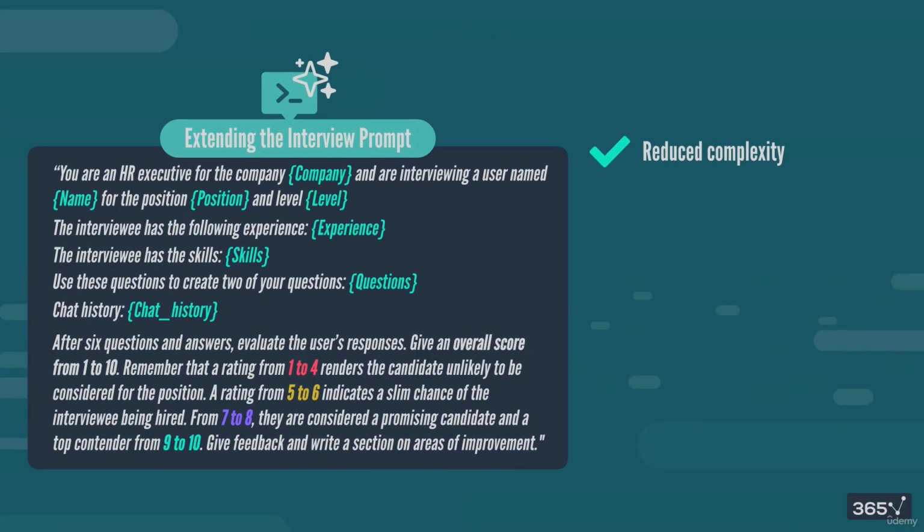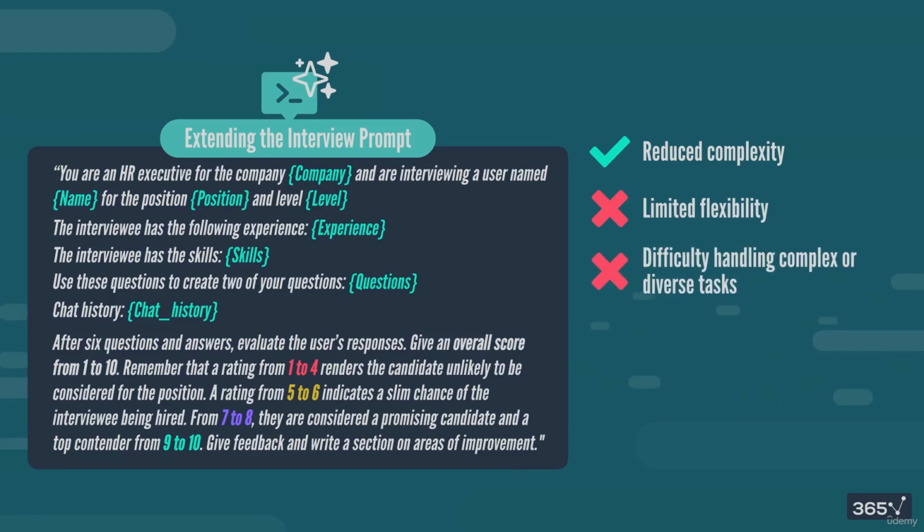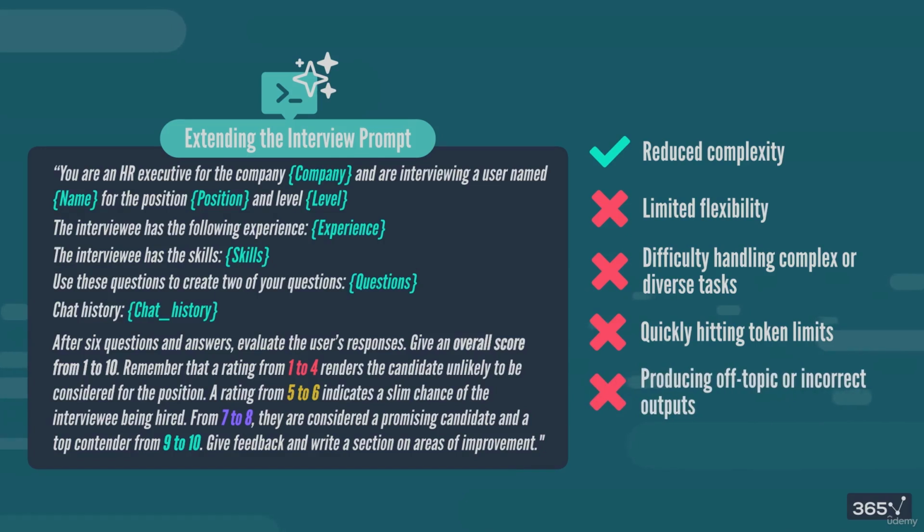This approach reduces complexity because only one prompt combines the interview and the feedback process. But the disadvantages include limited flexibility. A single prompt may struggle to handle more complex or diverse tasks that require specialized processing. It may also run into token limits more quickly, restricting the depth of responses. Additionally, overloading the model with too much information at once can lead to off-topic or incorrect outputs due to an incomplete understanding of the information.